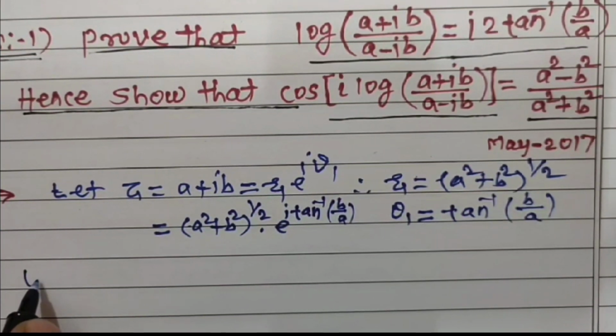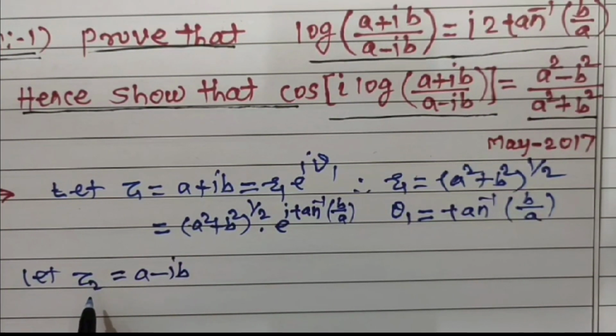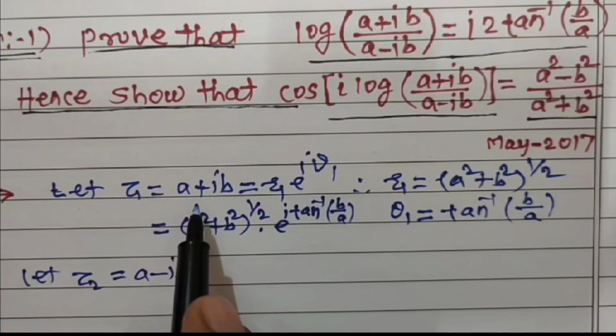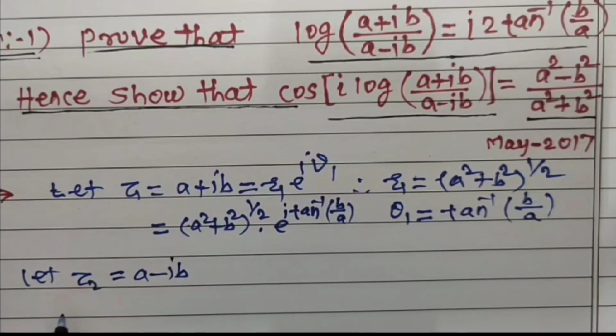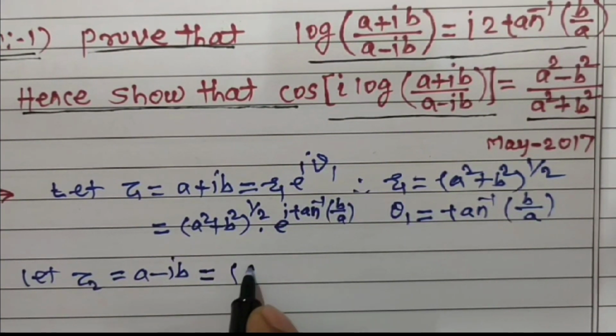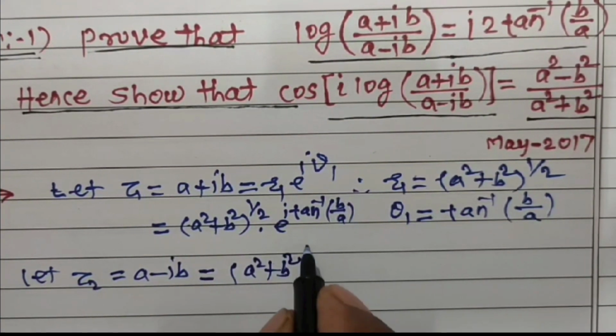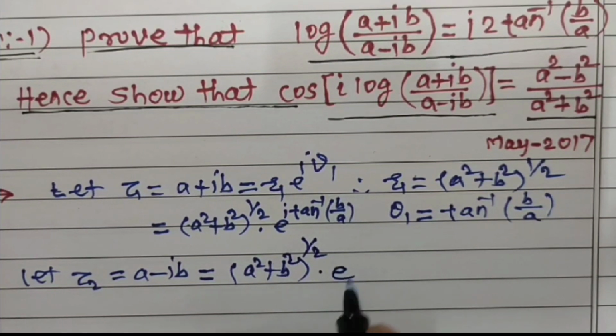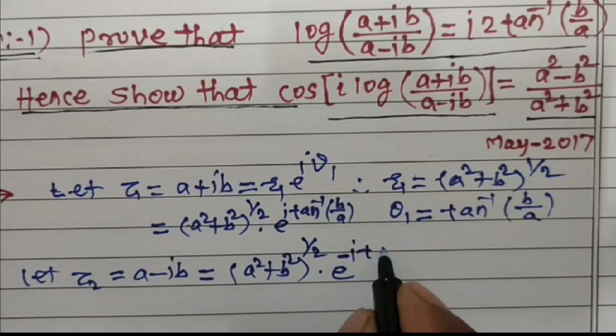Similarly, let us assume z2 is equal to a minus ib, and you know z2 is conjugate of z1. Z1 is a plus ib, z2 is a minus ib. Z1 and z2 are conjugates of each other, so this can be written as a square plus b square to the power half into e to the power minus i tan inverse b upon a.